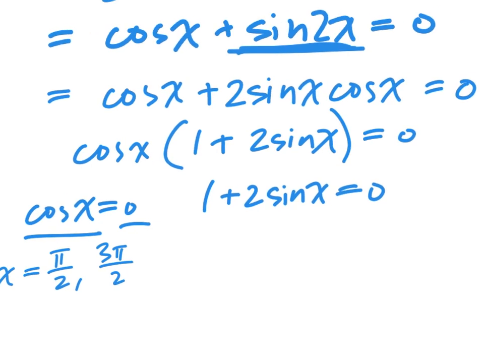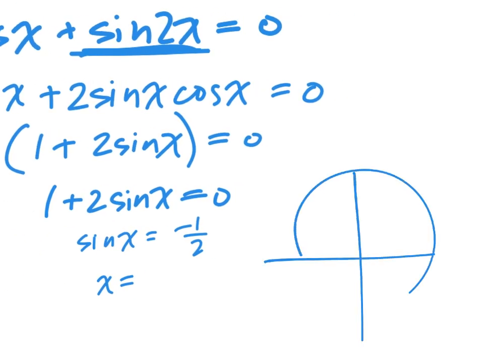All right, let's solve this. So sine x is equal to negative 1 over 2. Again, think about your unit circle. What makes sine, the y value, equal to negative 1/2? That is 7 pi over 6 or 11 pi over 6.